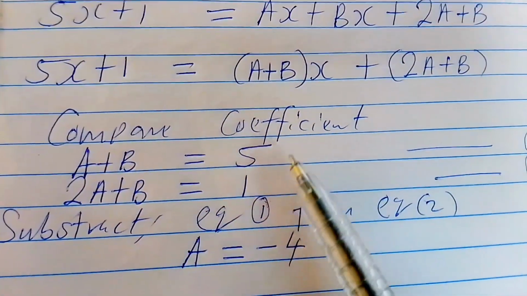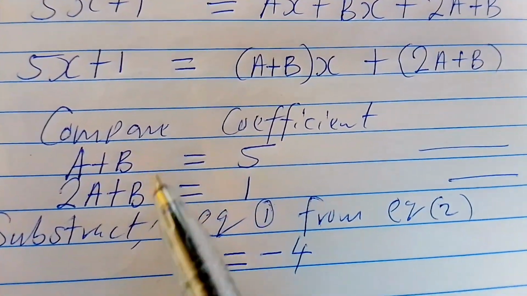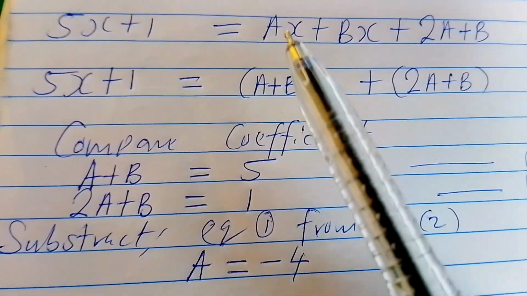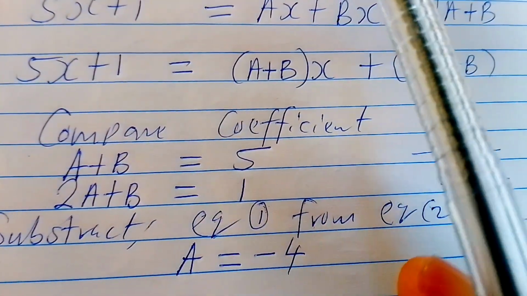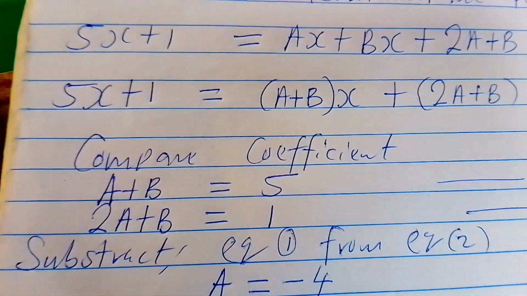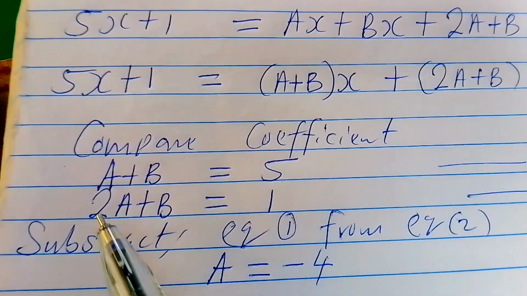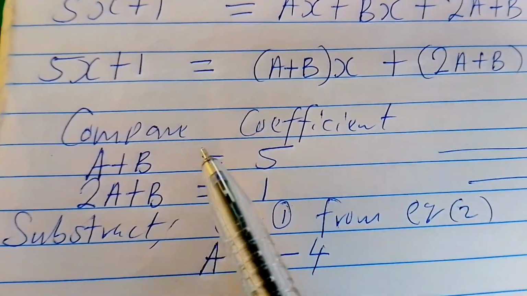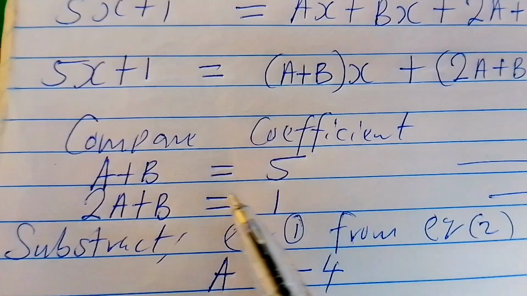Now since we are getting these two equations, we are going to find the values of a and b, so we can substitute back into our partial fraction that we stated initially. Now for us to get a and b, if you look at a plus b equals 5 and 2a plus b equals 1, right?